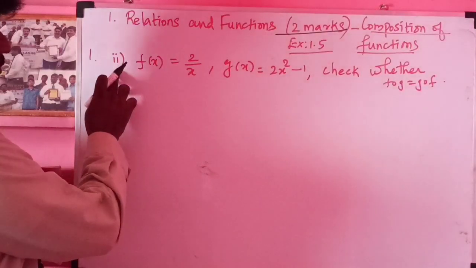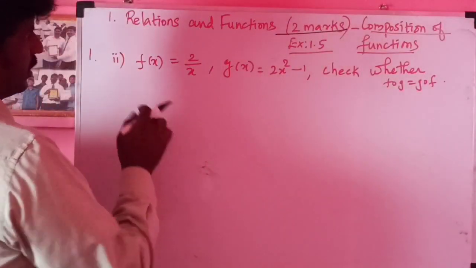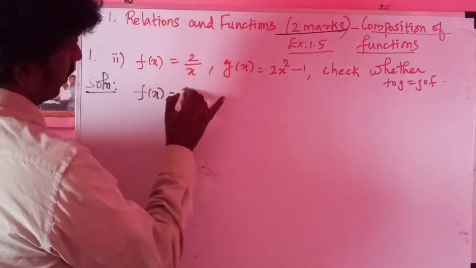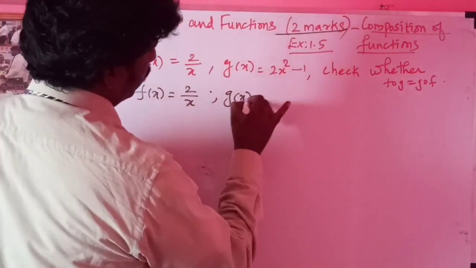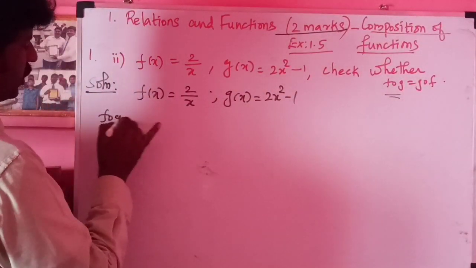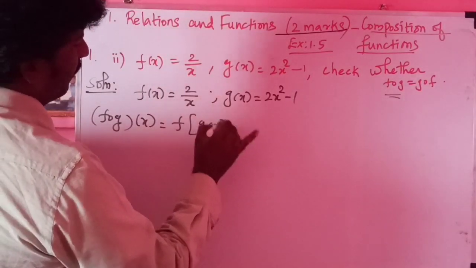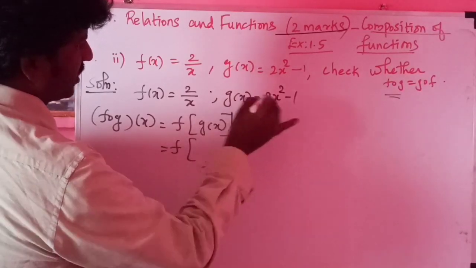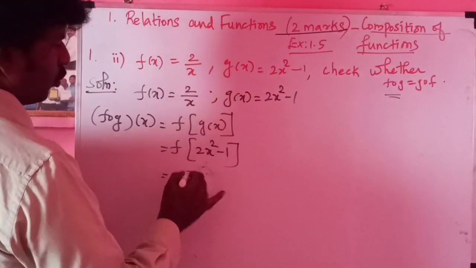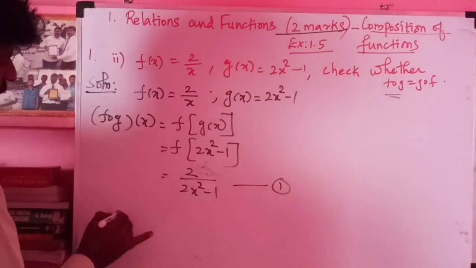See the second problem, the second subdivision problem in the first one, the exercise 1.5, right? So see, here the same procedure. The f of x is equal to what? 2 by x. The g of x is equal to 2x square minus 1. First we have to find f dot g, right? The f dot g of x, we write it, right? The f of the g of x is equal to, so what is the g of x value? 2x square minus 1. Now we take this and substitute in f, right? f of x is how much? 2 by x. So 2 by 2x square minus 1. This is equation 1.